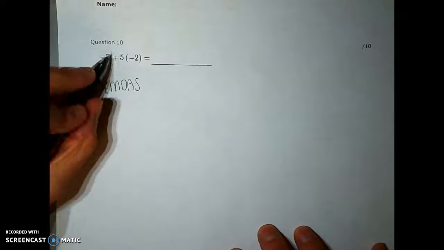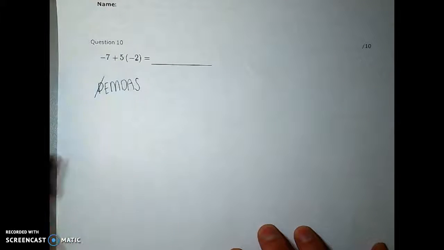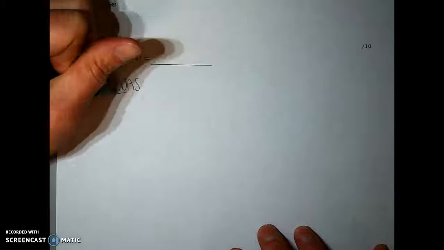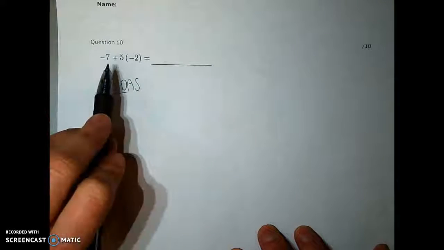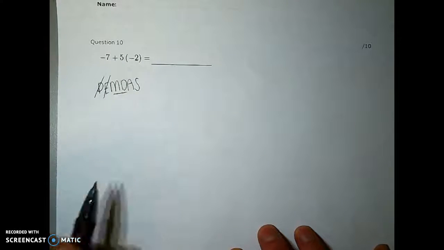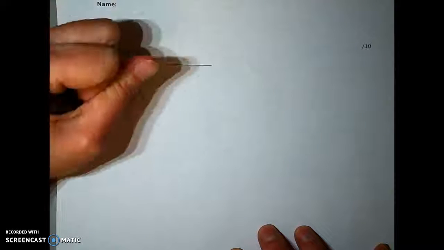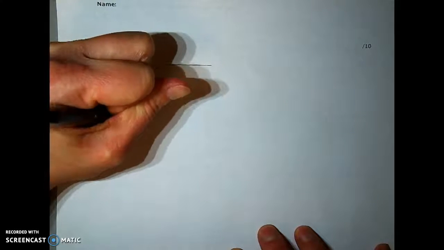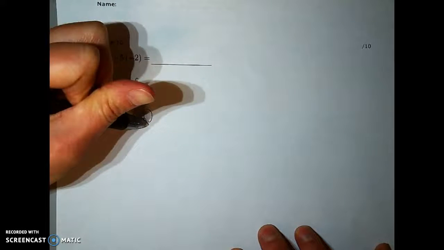I don't see any exponents. Those are like the little numbers on top of the big numbers. So we don't have exponents. Next we get to multiplication and division. And when I read this, I see that I have negative 7 plus 5 times negative 2. So I'm going to have to do multiplication first. So I'm going to underline my step.